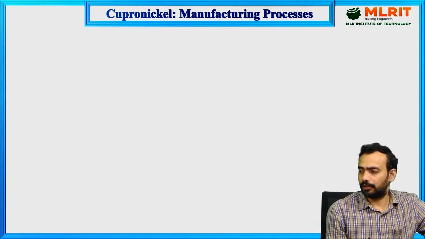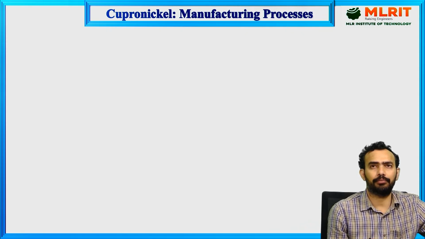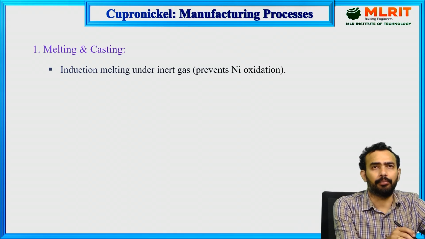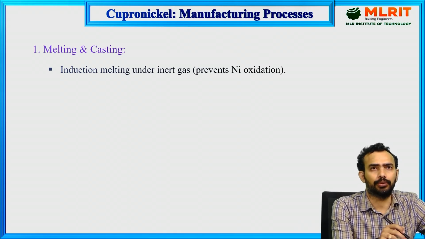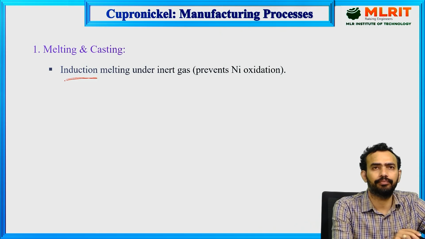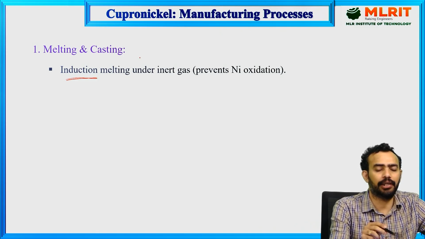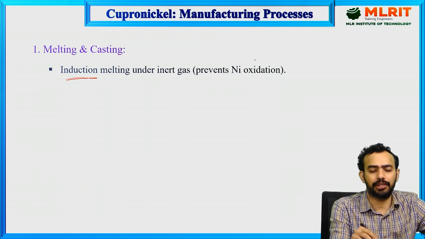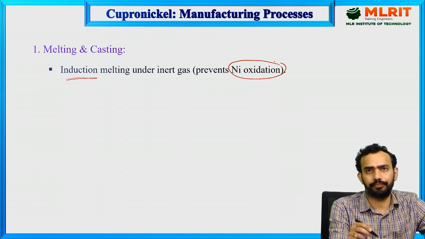If we discuss the manufacturing processes, we'll be going with melting and casting. Here we do the melting through induction. Induction melting will be done under inert gas atmospheres, which prevents oxidation of nickel here.